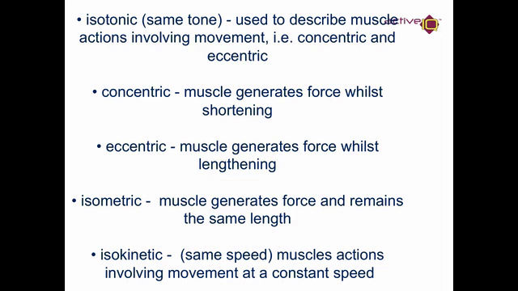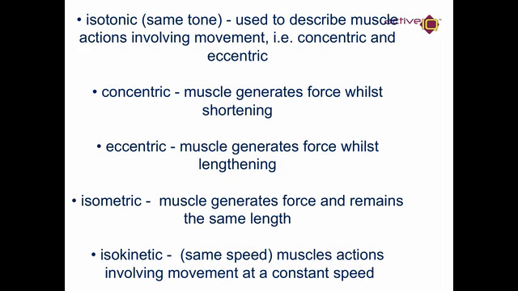So, when our muscles contract, we have different types of contraction. We have isotonic, concentric, eccentric, isometric, and isokinetic. First of all, looking at the top one, isotonic, it's used to describe muscle actions involving movement. That's all isotonic is: muscle contractions involving movement. We won't talk about those too much. The big ones we need to concentrate on are concentric, eccentric, and isometric.